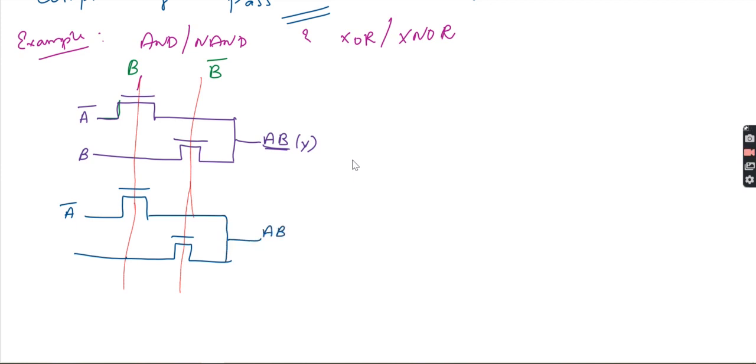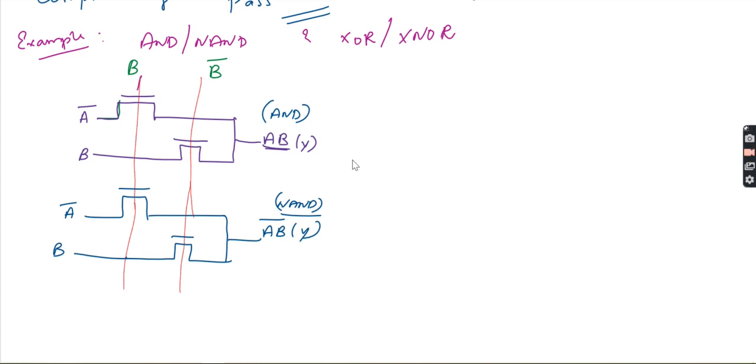This is AB bar. This is AB. See, with the same control signal, we implemented the complementary logic. This is for your AND gate. This is your NAND gate. See, you can apply the inputs and you can check.